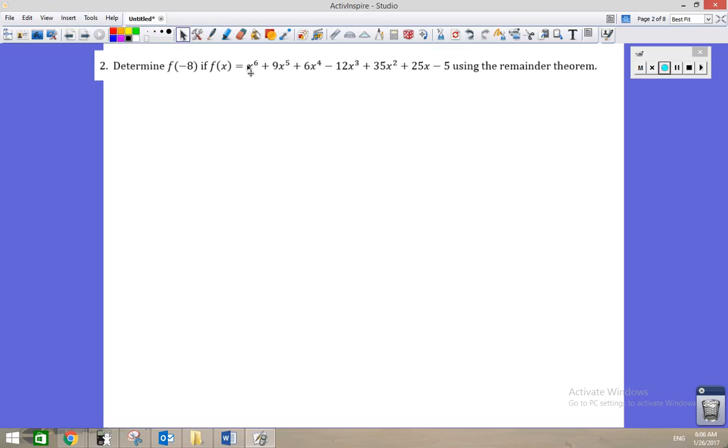Same directions. Let's check, is it in standard form? That's always our first step. 6, 5, 4, 3, 2, 1, constant. So this time I have all terms. I don't have to have a 0 anywhere. 1, 9, 6, negative 12, 35, 25, and negative 5.